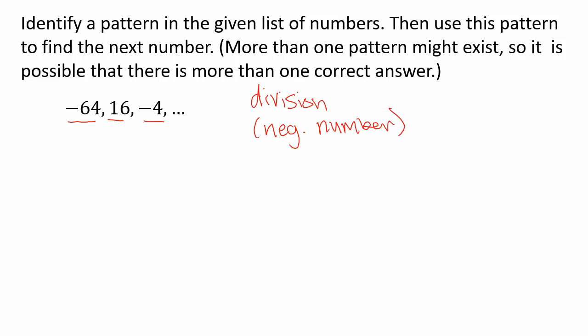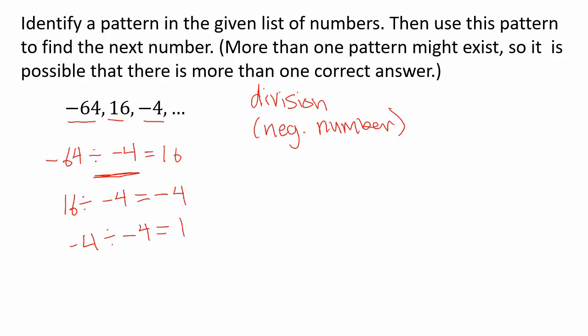Now, looking at the first term, negative 64, and knowing this fact, negative 64 divided by what negative number is equal to positive 16? Well, negative 64 divided by negative 4 gives us positive 16. My conjecture is to get from term to term, you would divide the previous term by negative 4. Let's test this. 16 divided by negative 4 is negative 4. My conjecture is holding up so far, which means my next term might be negative 4 divided by negative 4, which is equal to 1. Incidentally, we end up at 1 here.